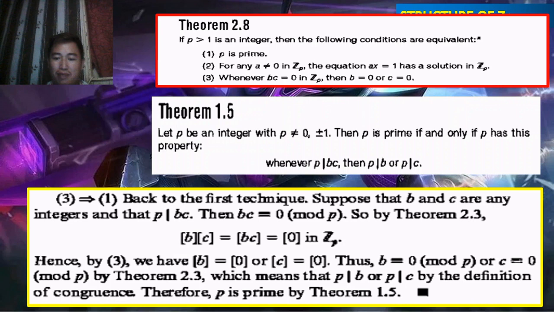So, which means, sa may meaning ani class, o diba, B minus 0, ma-divide ni P, or si B lang ang ma-divide ni P. O dara. Which means, P divides B or P divides C. Hala na, show na to class. P divides B or P divides C. So, by definition of congruence. Okay, so, therefore, P is prime by Theorem 1.5. Show naman natin din nga part.